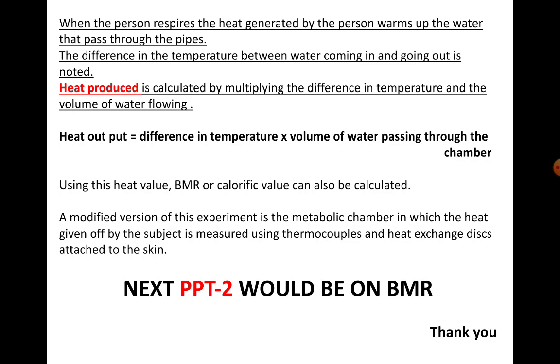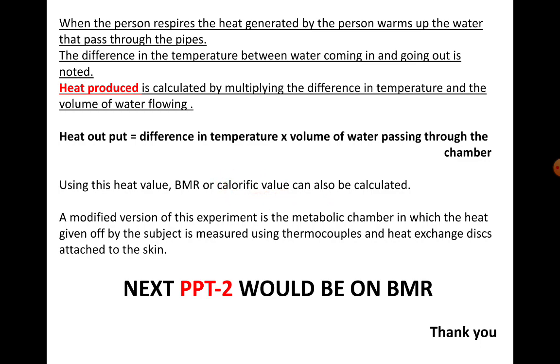So that value you have to use here, and the amount of water that has been poured into the pipes for a particular duration of time, the water would be passing. So that volume of water is also to be noted. So when you multiply the difference in temperature and the volume of water, you get to know the heat output. Now this heat output, as I've been telling, you can use it to calculate BMR or even the calorific value of food consumed by the person.